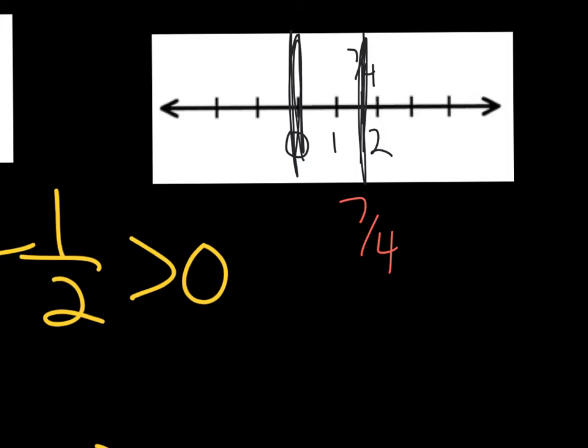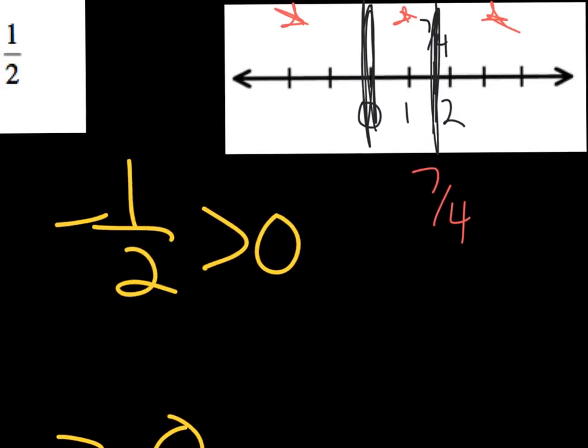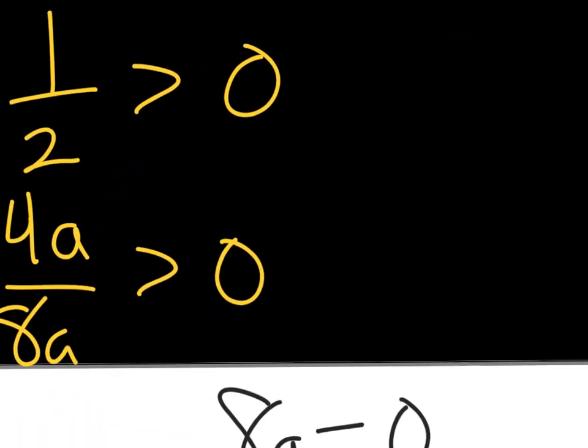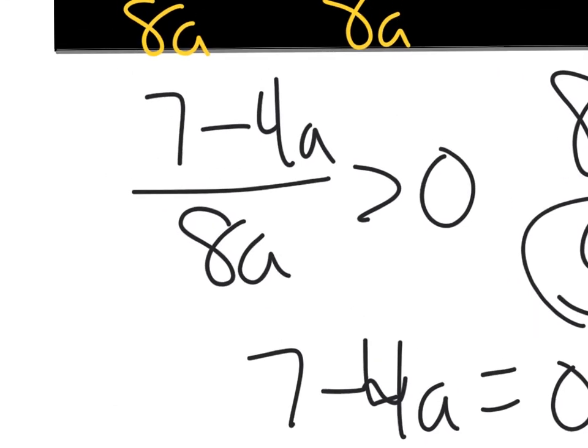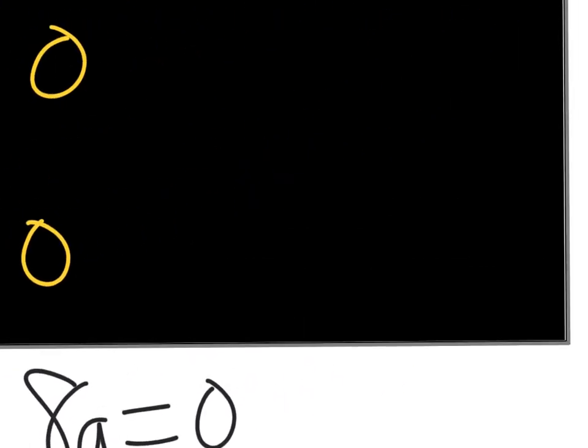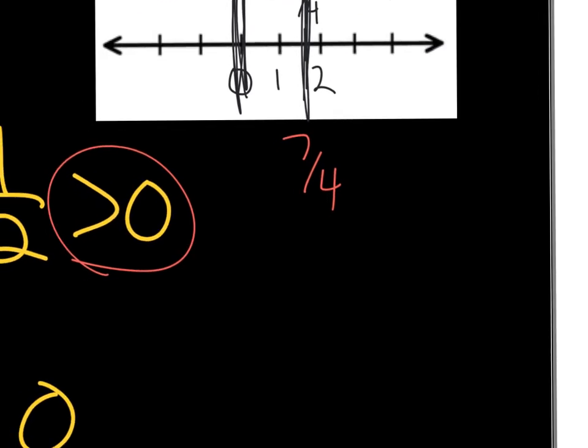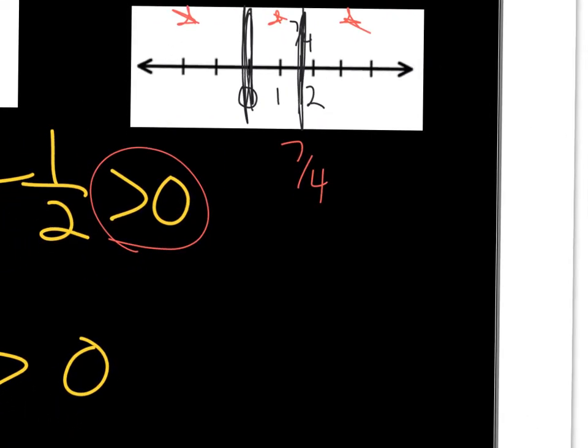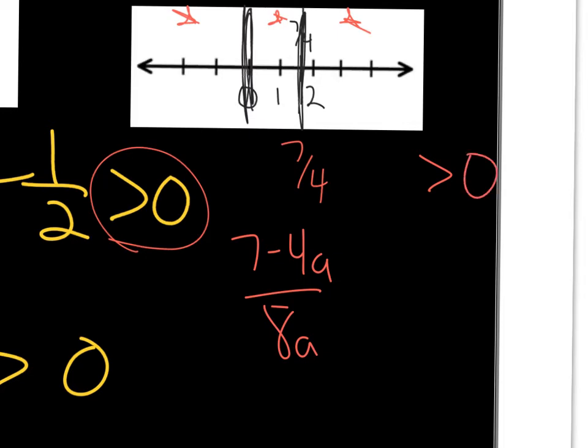So now there are 3 zones, 3 areas I need to mess with. I need to go over here, I need to go in between, and I need to go in here. And I'm looking for where everything is bigger than 0. So that's what I'm dealing with. I'm going to take my function here, 7 minus 4a over 8a, and test it for a couple different options for a and see which one of them might be bigger than 0. So I'm going to test a point.